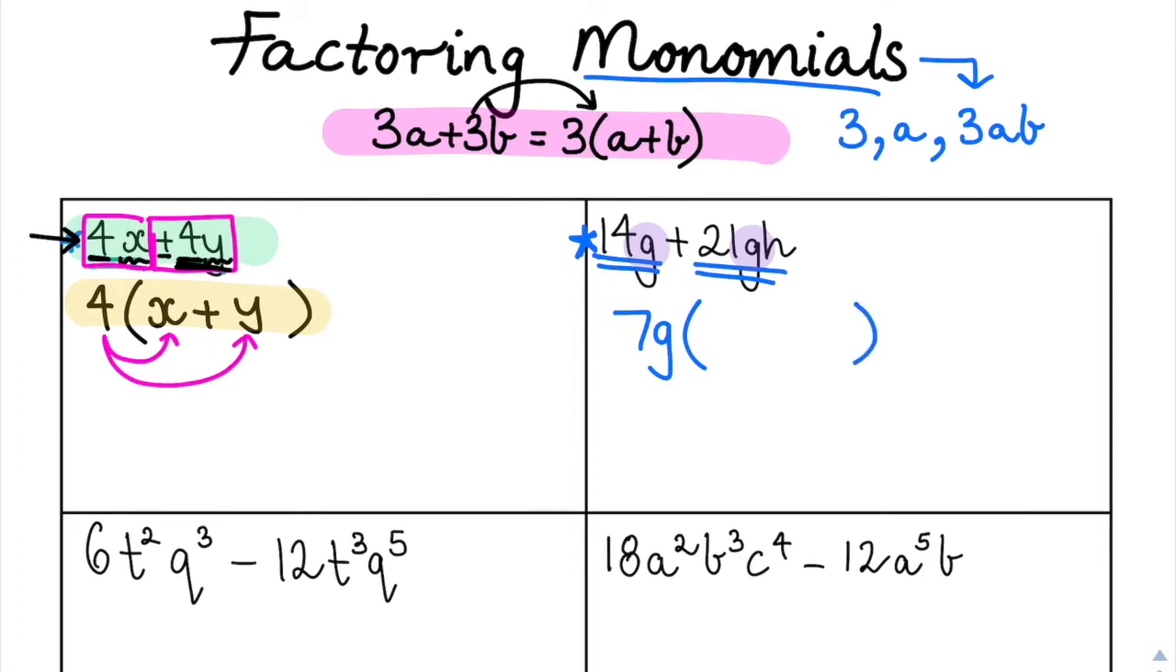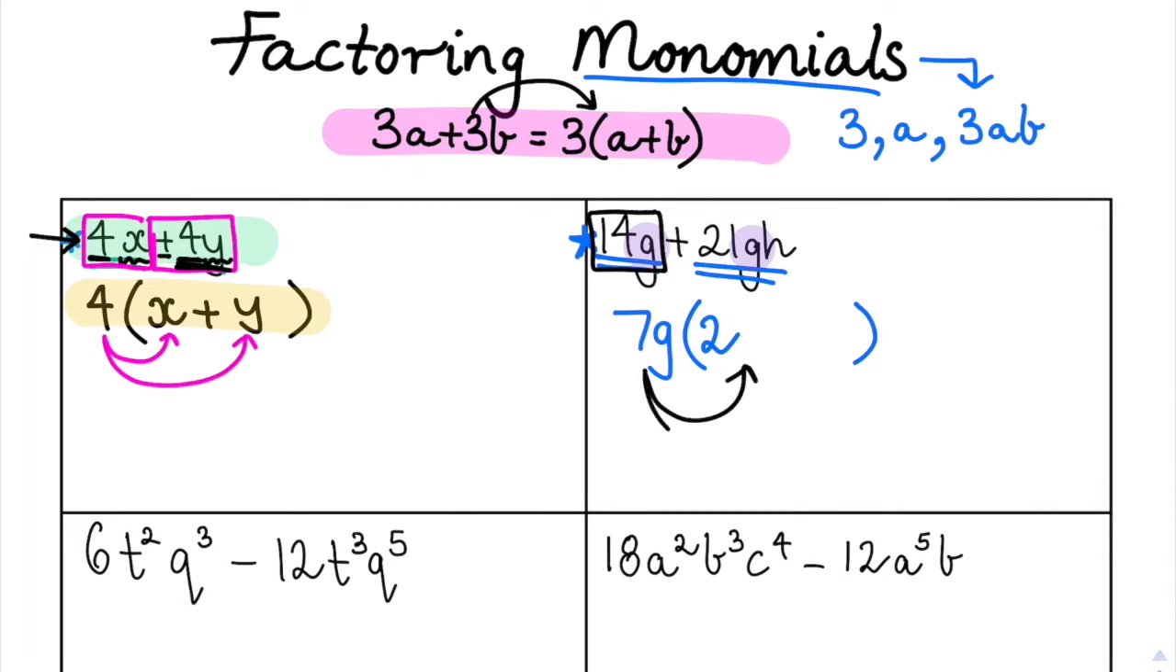Now we need to ask ourselves, 7g times what will give us this first term? Well, 7 times 2 will give me the 14. We already have our g, as you can see it's out the front, so we don't need to pop a g inside the parentheses there.